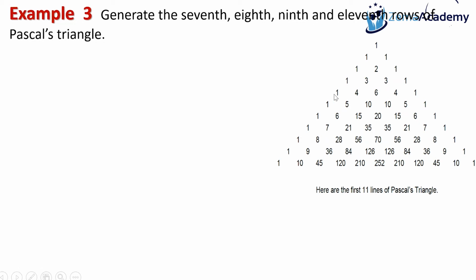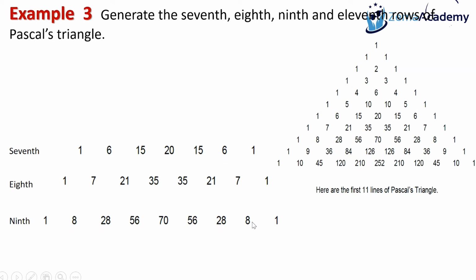So you need to understand the pattern: when you are trying to expand a binomial term with the power n, you can use the expansion of Pascal's triangle. So the 7th term is this, the 8th term is this, the 9th term and the 10th term. You can look at the triangle and then write out those rows of the Pascal triangle.